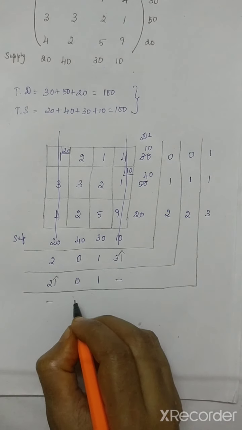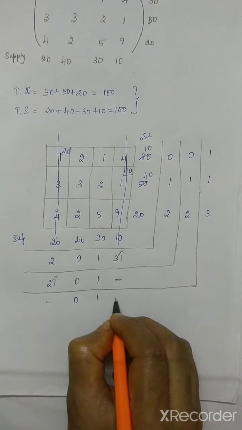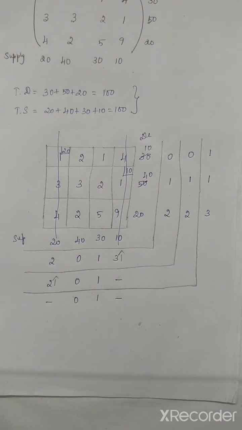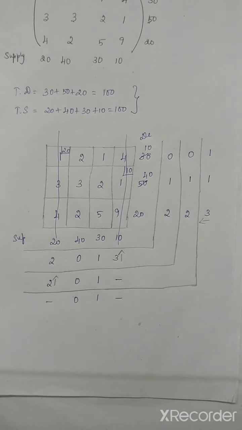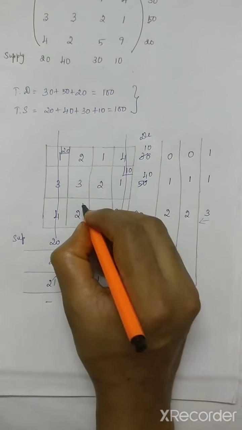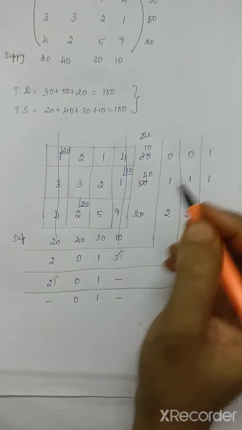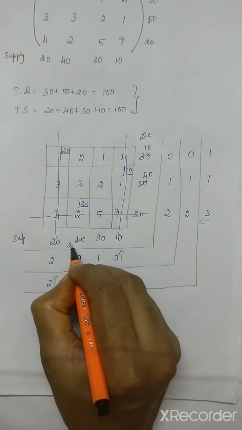For this you have to put a dash. 2 and 2, 0. 2 and 1, the difference is 1. For this you have to put a dash. So here the maximum penalty is 3. So we have to come to the third row. Here the smallest element is 2. Comparing demand and supply value, you have to allocate 20 here. So you have to just cancel this row. This will be reduced to 20.